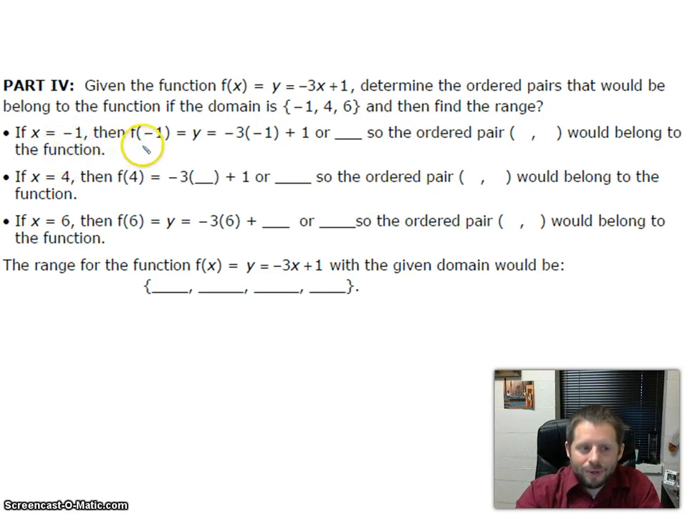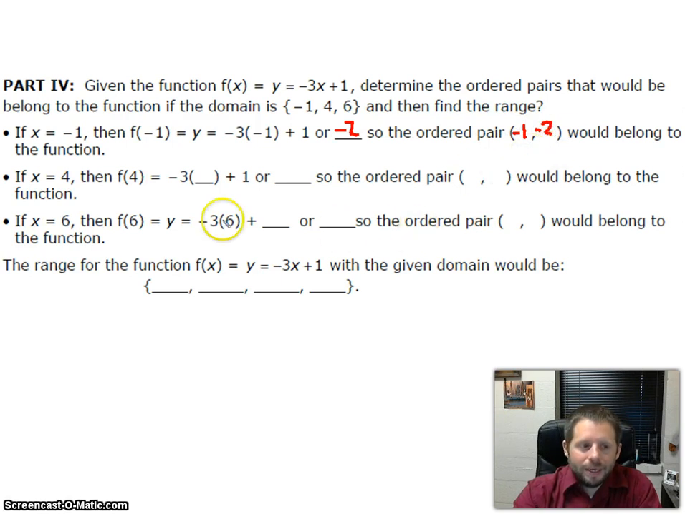So we're going to start with -1. When looking for f of -1, y will equal -3 times -1, so we're putting -1 where the x is, plus 1. Using our order of operations, we'd start with -3 times -1 to get 3, and then we'd add 1 to that to make 4. So our ordered pair for this first one is -1, 4.